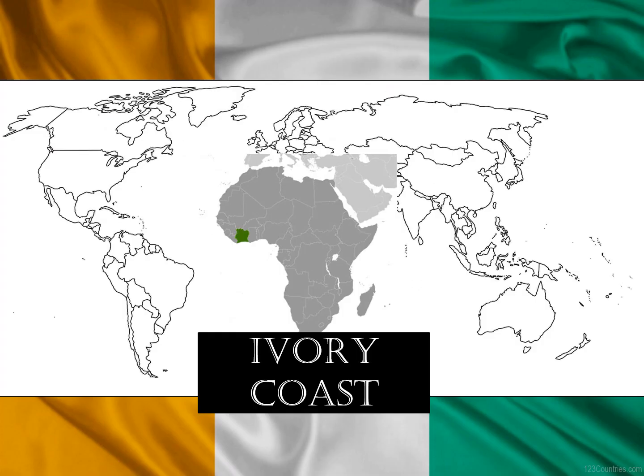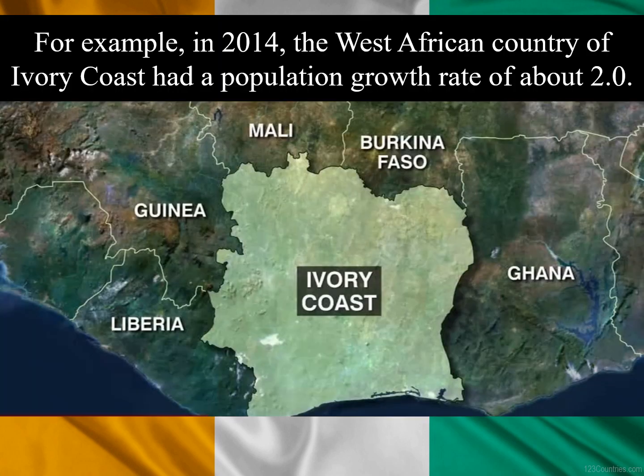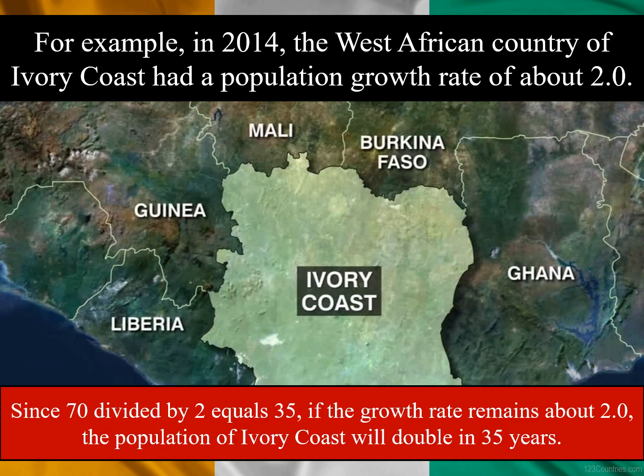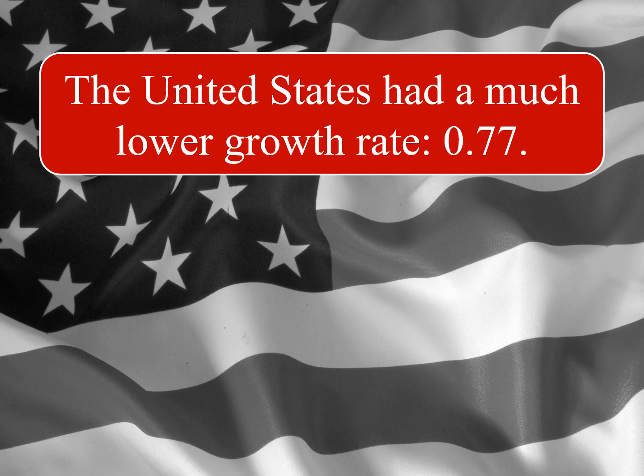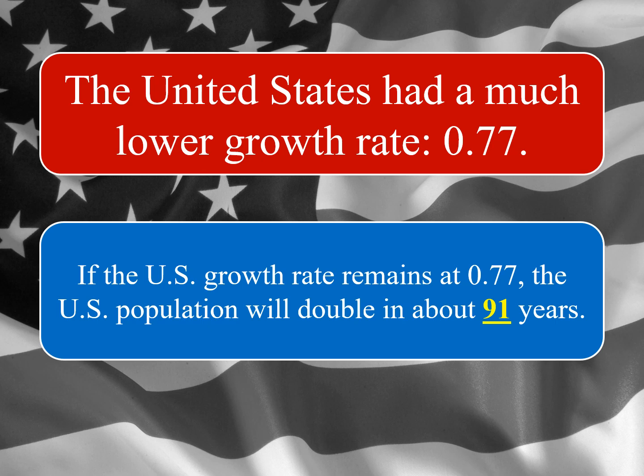Let's look quickly at the West African country of Ivory Coast, also known as Côte d'Ivoire. In 2014, the Ivory Coast had a population growth rate of about 2%. Since 70 divided by 2 equals 35, if the growth rate remains about 2%, the population of Ivory Coast will double in 35 years. The United States has a much lower growth rate at only 0.77. That means if our current growth rate remains, the US population will double in about 91 years.